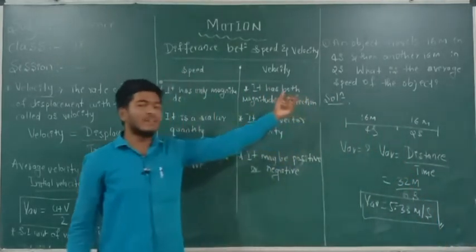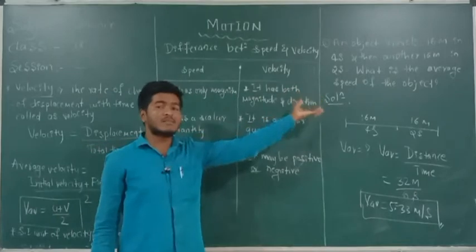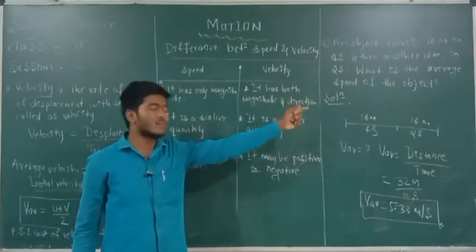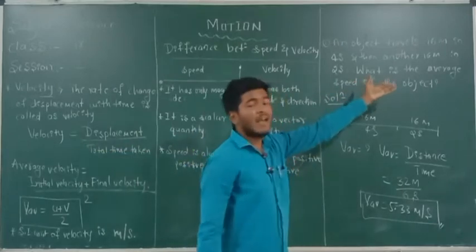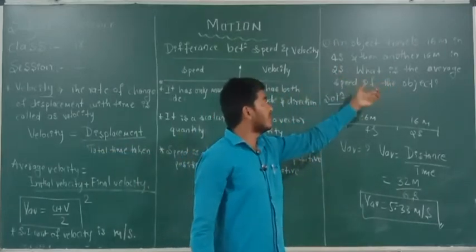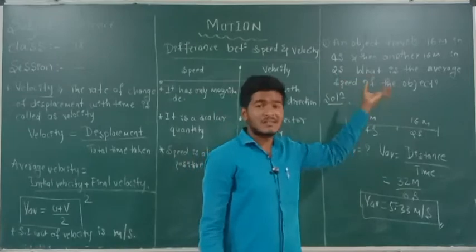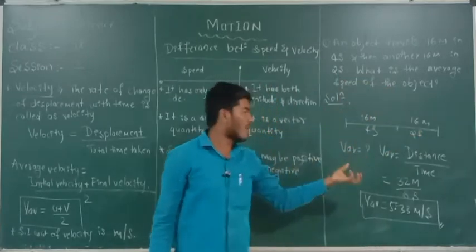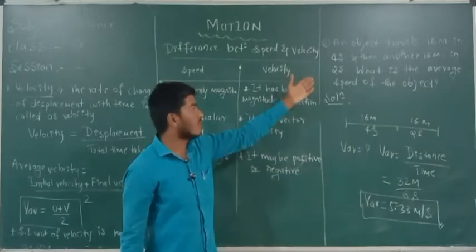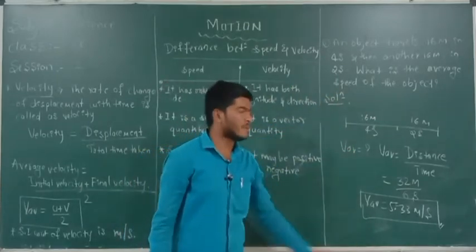This is one of the easiest problems that can be asked in your examination for 1 mark or 2 marks. See clearly, they give the distance covered by the object in a time interval, and they ask for the average speed. You can calculate it in an easy way.